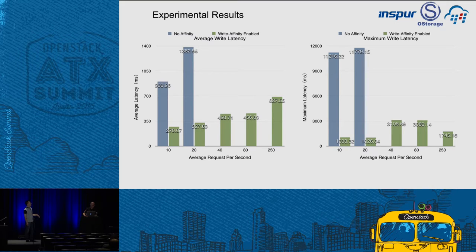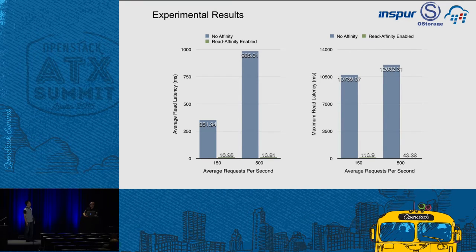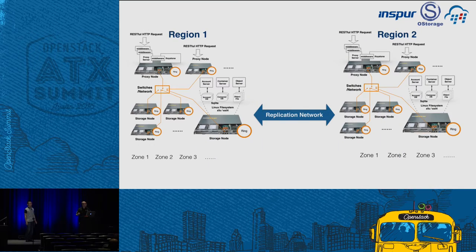From the chart, we can see that Swift with affinity enabled can effectively improve read and write performance on the MRC, especially read performance. That's all. Thank you for your time. Not finished, I have more to explain.